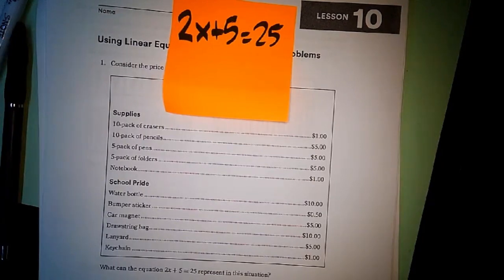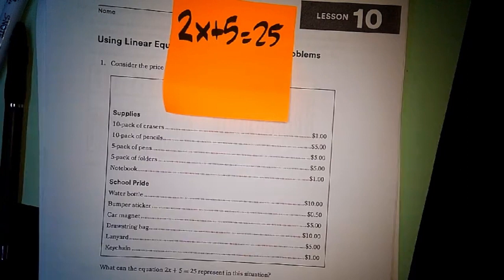Okay, let's discuss. So table 6, what do y'all think the equation 2x plus 5 equals 25 can represent? Okay, but it's asking for 2 times of the same thing. So what would you do instead? Okay, 2 10 packs of erasers.